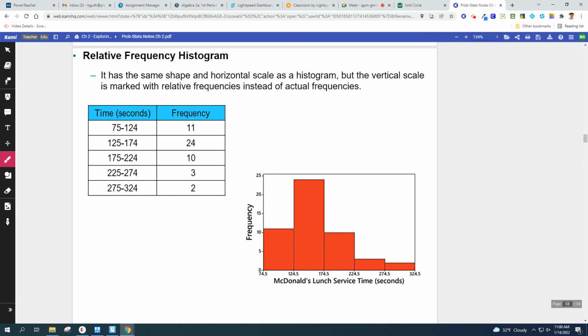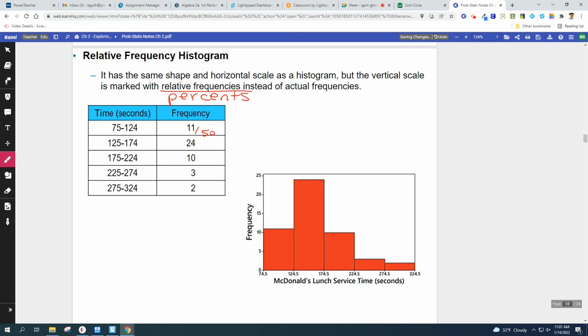Relative frequency histogram has the same shape and horizontal scale as a histogram, but the vertical scale is marked with relative frequencies instead of actual frequencies. So remember when we talked about relative frequencies before, we were talking about percents. The chart that I'm looking at right there does not look like percents to me. Those are not percents.